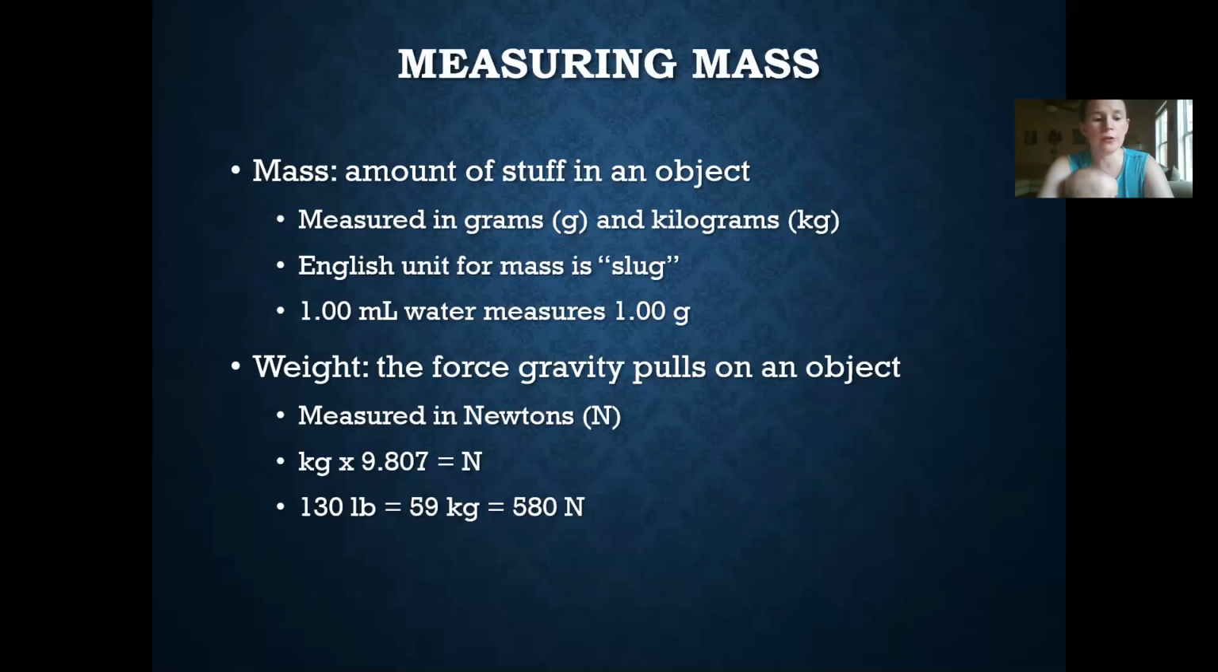Normally 1.00 milliliters equals or measures 1.00 grams. We'll usually use grams in this class, not kilograms, because we're going to be measuring relatively small amounts of things.